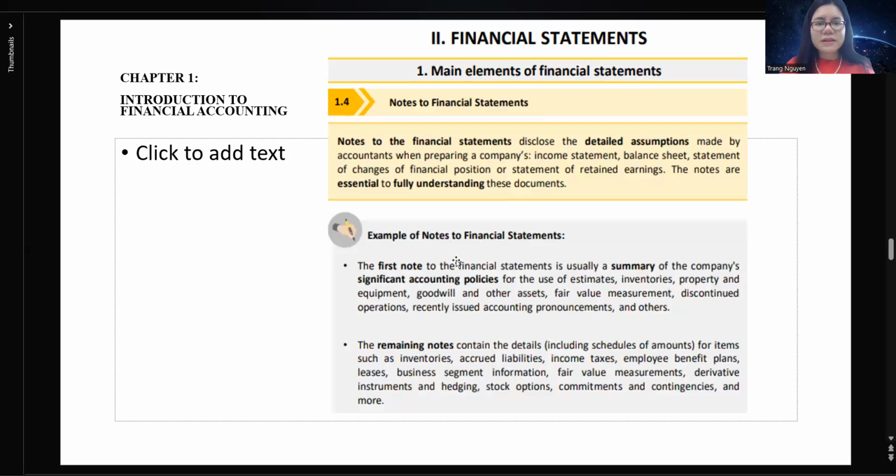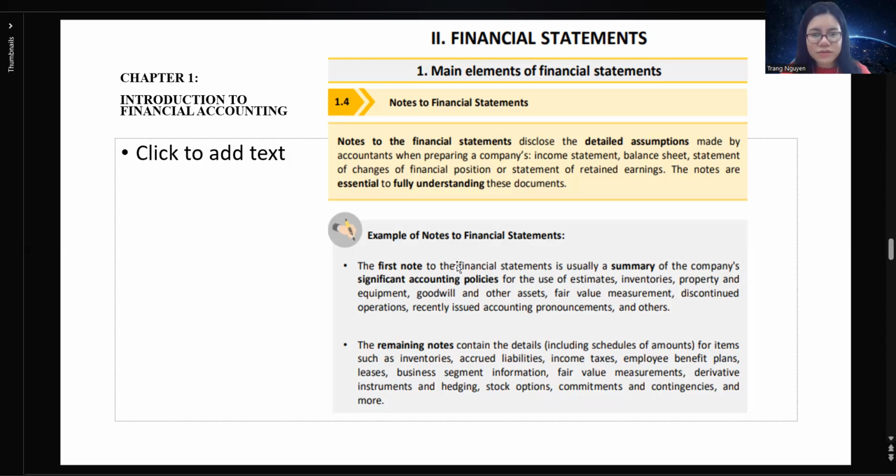Now, last but not least, is notes to financial statements. Notes to financial statements disclose the detailed assumptions made by accountants when preparing a company's income statement, balance sheet, statement of changes in financial position, or statement of retained earnings. The notes are essential to fully understanding these documents. So now we will look at some examples of notes to financial statements.